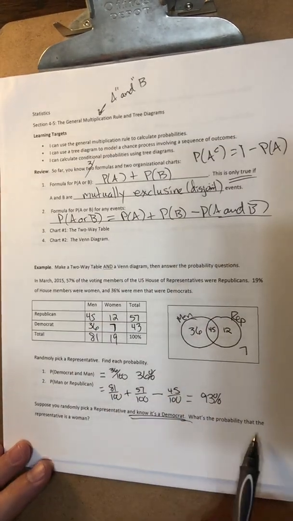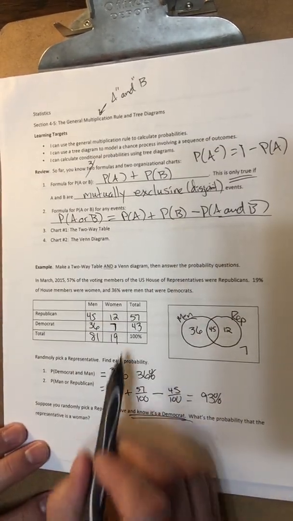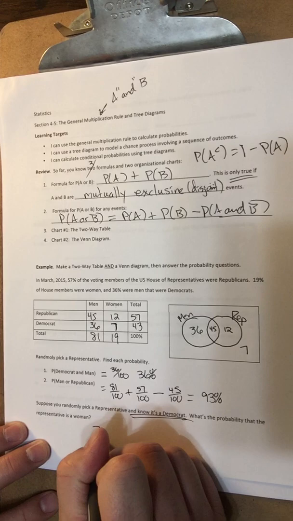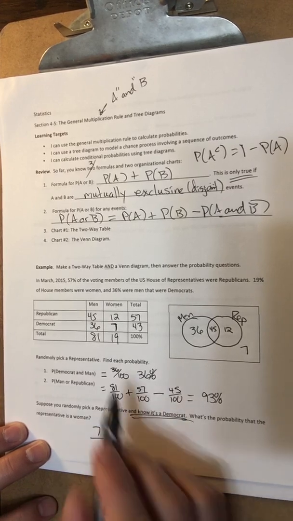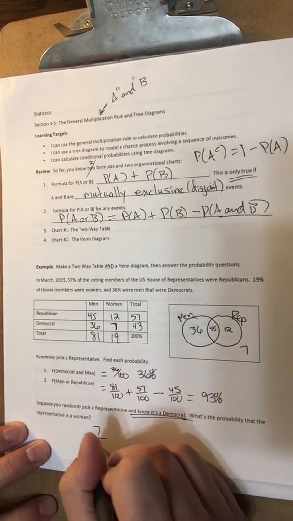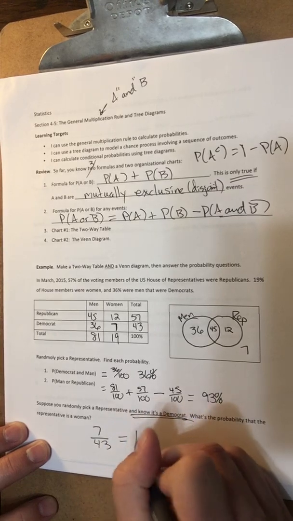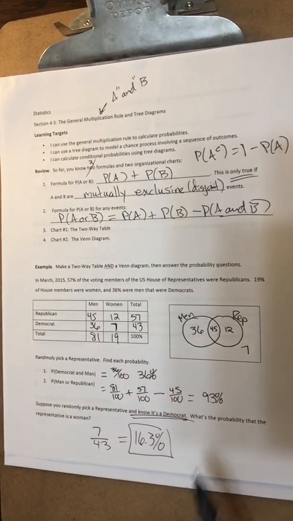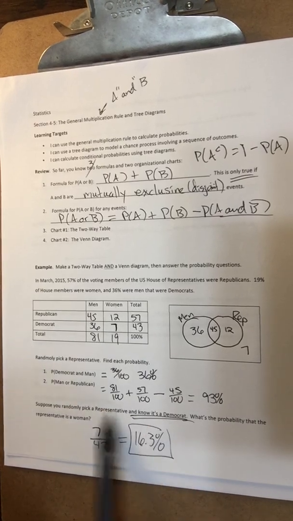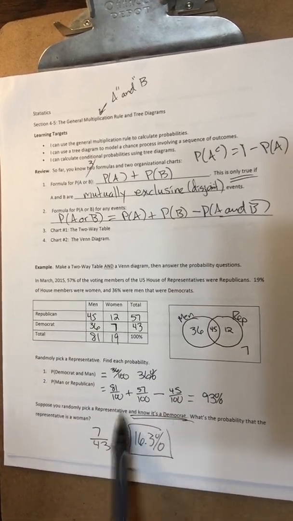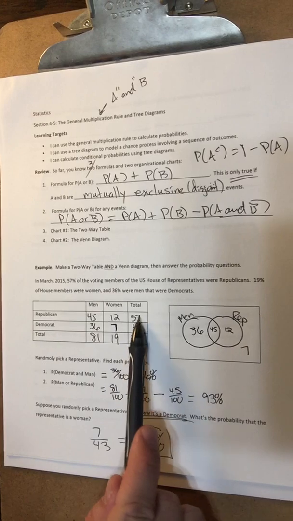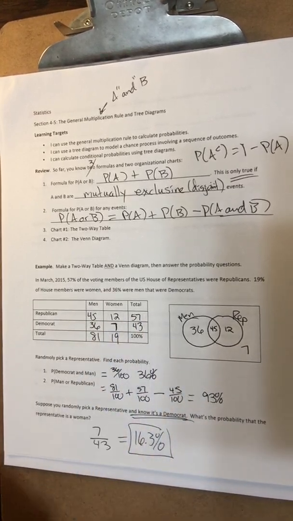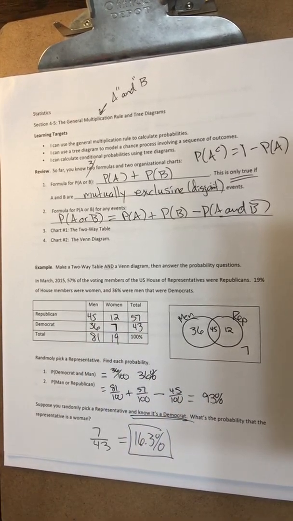If you know it's a Democrat, what's the probability the representative is a woman? It's still these 7 women right here, but it's no longer out of 100. It's 7 out of 43 Democrats. So 16.3%. So there's a new wrinkle for us today that you haven't seen before. If I give you some previous knowledge, I'm putting a condition on information you know, that's going to eliminate part of the two-way table. All right, let's go to page 2.